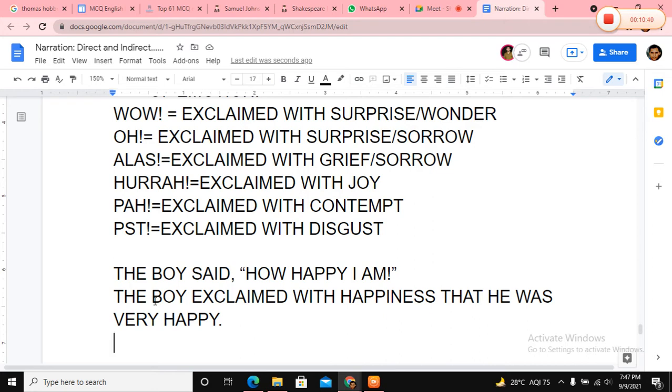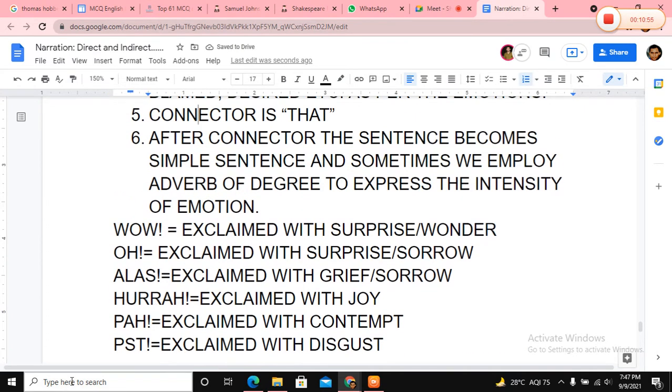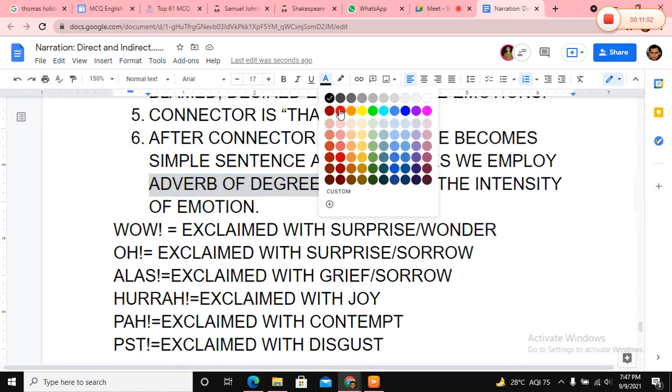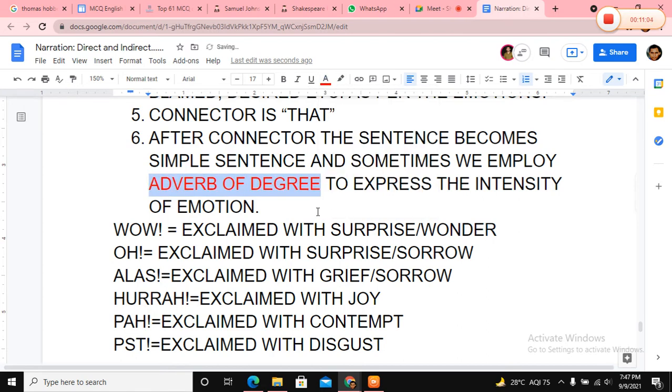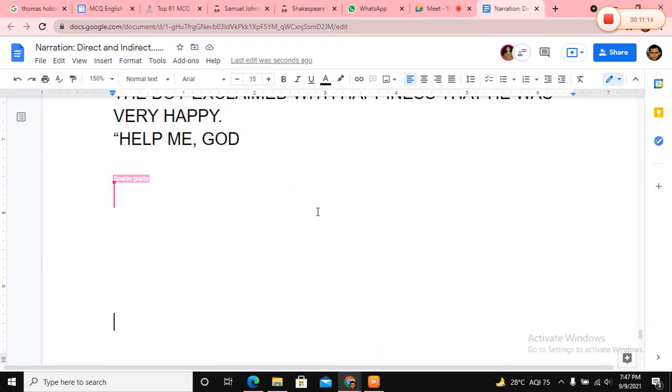Next example. Does very also come? Yes, that's the rule I put there: adverb of degree. You have to use an adverb of degree. So when you notice that strong emotion is there, you will use the adverb of intensity and adverb of degree in the sentence to make it seem realistic.